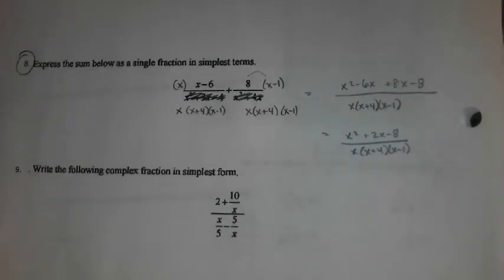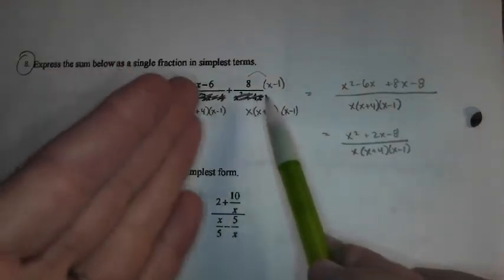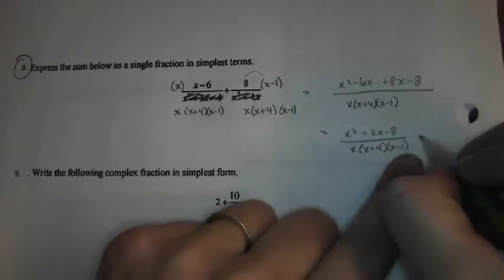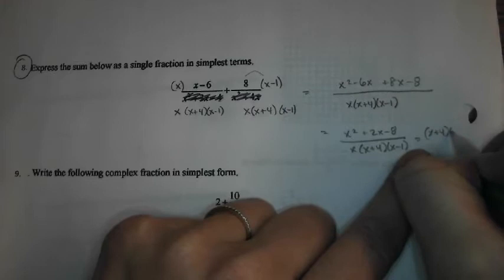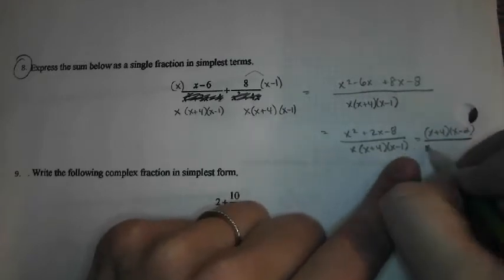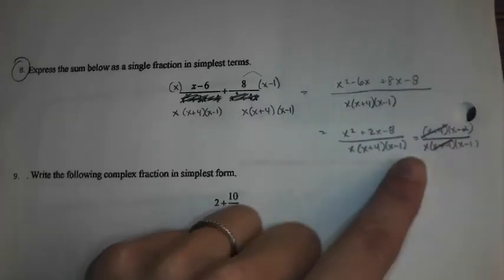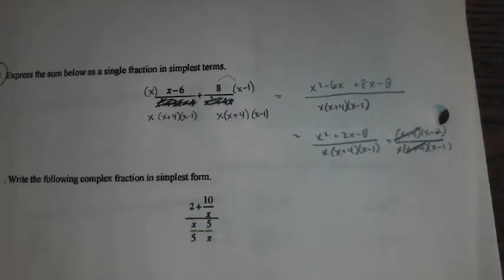Okay, so this one's not quite done yet, though, because a lot of times once you get your numerators condensed, that is still factorable, and that's what's happening here. This is still factorable. So we have on the top x plus 4 and x minus 2. On the bottom, x plus 4 and x minus 1, and then we lose that. So there's our final answer, x minus 2 over x minus 1. Okie doke.